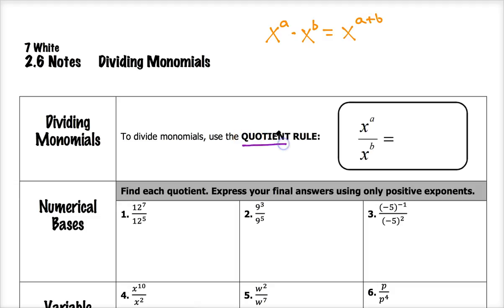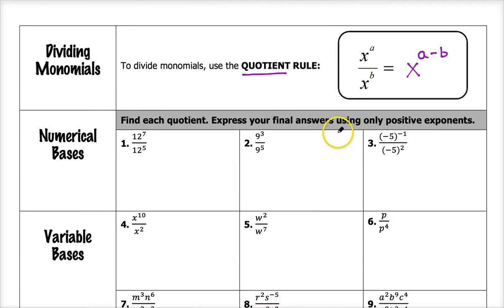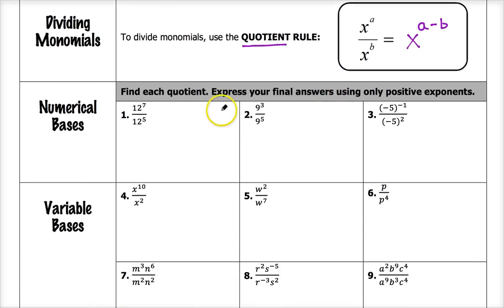And this just says the opposite. If we have a power divided by another power and they both have the same base, we keep the base and we subtract. We take the top exponent and we subtract the bottom exponent. So that is what we're going to practice on this page here. We have several quotients that we're going to find, and we're going to use this exponent quotient rule to simplify these expressions. So number one, we have 12 to the 7th power divided by 12 to the 5th power.